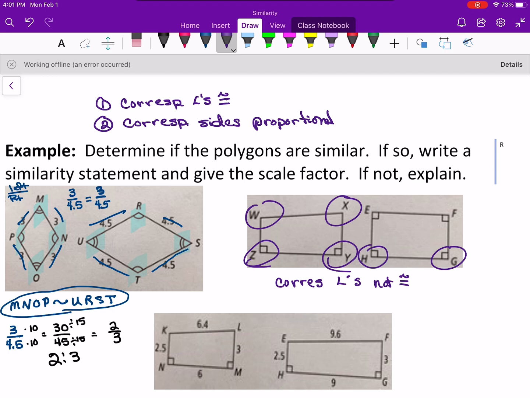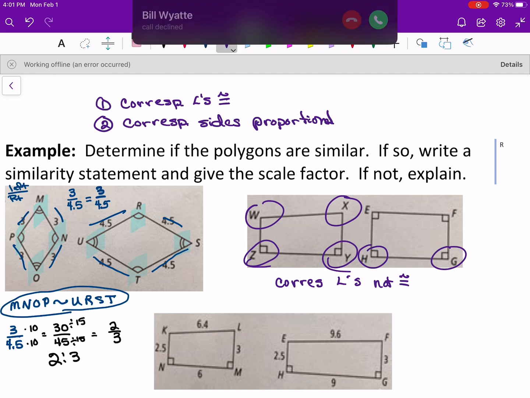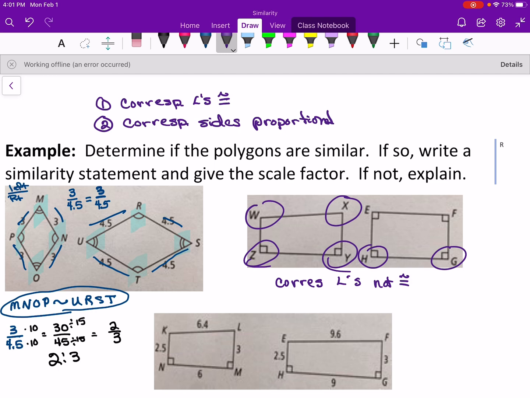We also don't have any lengths of sides, so we don't know that they're proportional. So the figures are not similar.